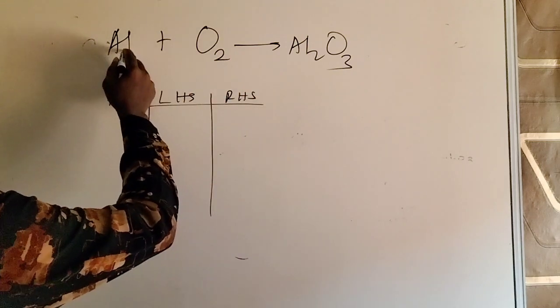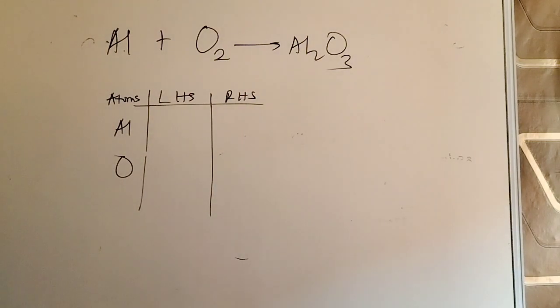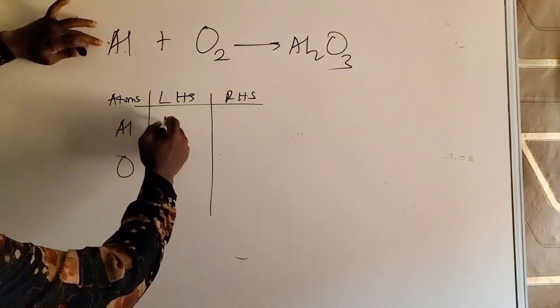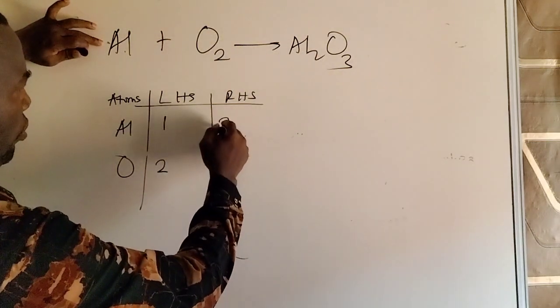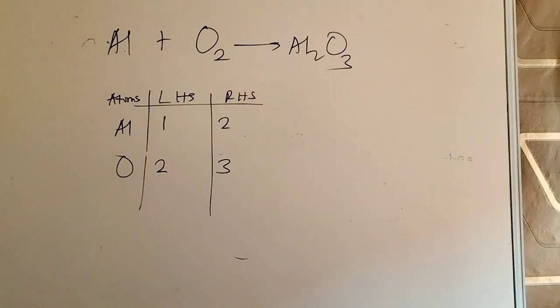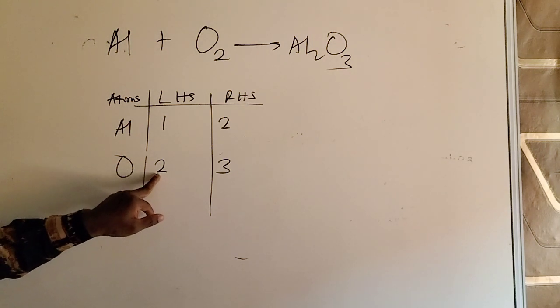Pick the atoms, the elements, the symbols Al, aluminium, and O, oxygen. Count the atoms. Aluminium is 1, oxygen 2, aluminium on the other side 2, oxygen 3. So we want to balance this equation. We see that the two elements are unbalanced. So we have to start with one of them, the easier one to balance. You look at oxygen. No number multiplies 2 to give you 3.